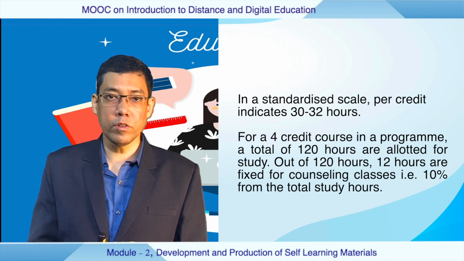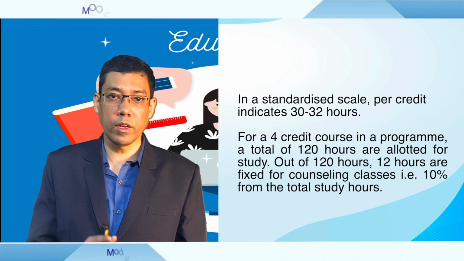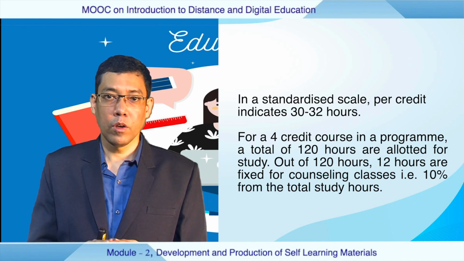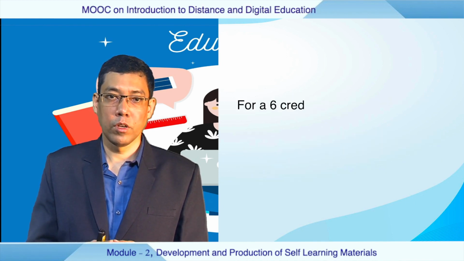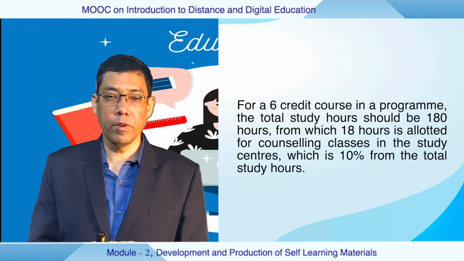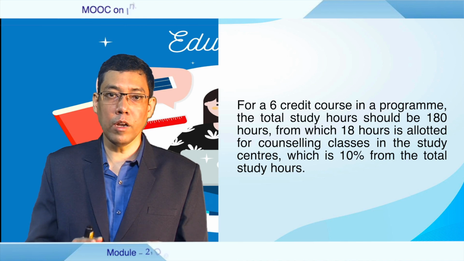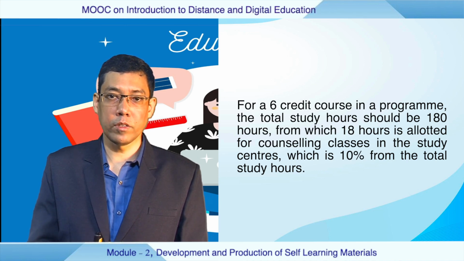Out of 120 hours, 12 hours are fixed for counseling classes, that is 10% of the total study hours. For a 6-credit course in a program, the total hours should be 180 hours, from which 18 hours is allotted for counseling classes in the study centers, which is 10% of the total study hours.